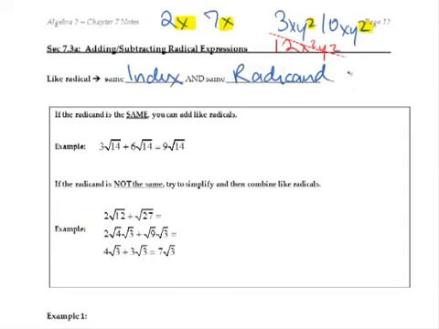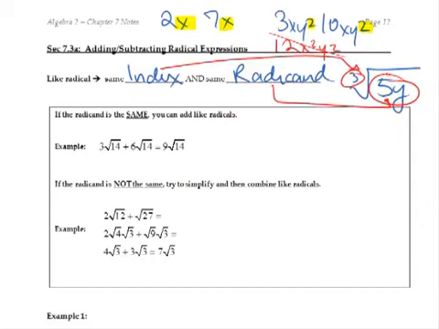So remember, when we're talking about a radical, this is your index right here in front, that number, and the radicand is the stuff on the inside. So if you have those two things, you have a like radical. For example, 3 root 14 and 6 root 14 are like radicals. It's the same number. And so we simply ask ourselves, how many do we have?